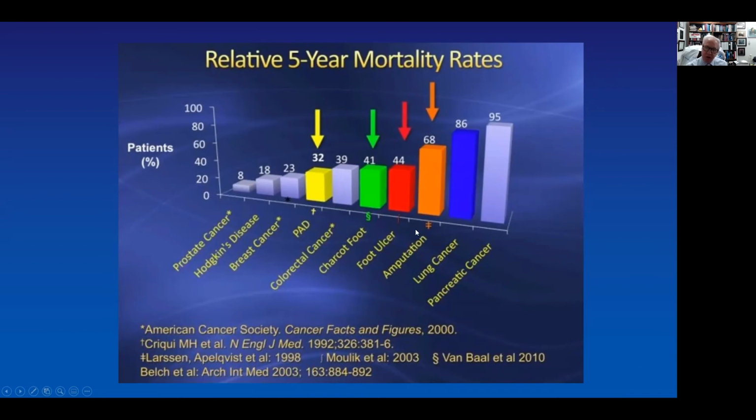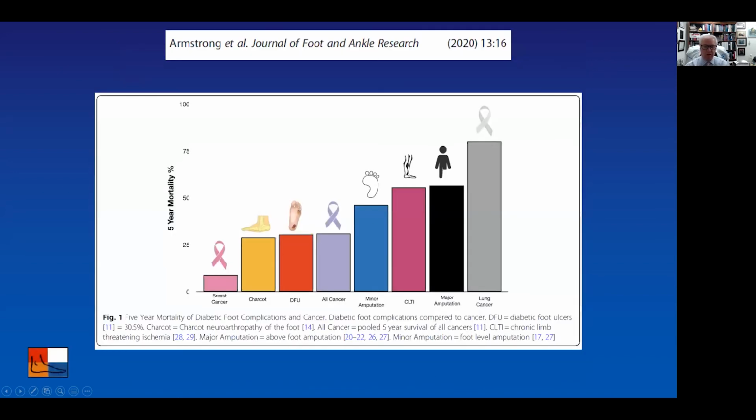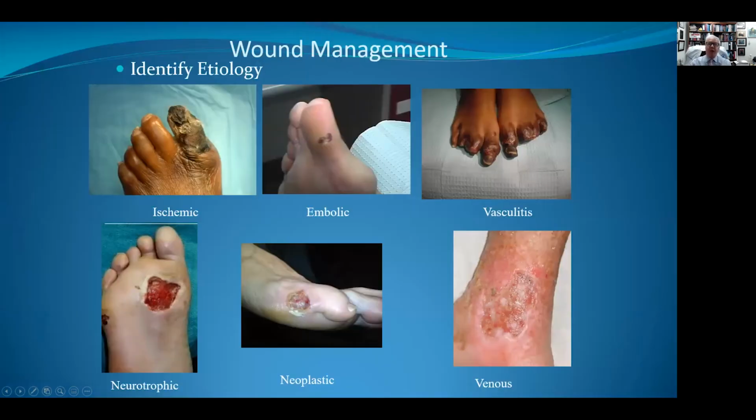But you get an amputation in there. Someone has a BKA, 68% of them are dead within 5 years. So that's pretty sobering statistics there, and all the more reason why we want to manage these patients and their comorbidities and to keep them ambulating. Okay, so you can see that the 5-year probability of a major amputation is in excess of 50%. Now, wound management.